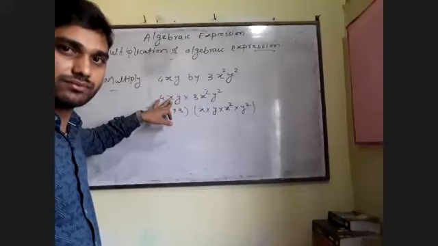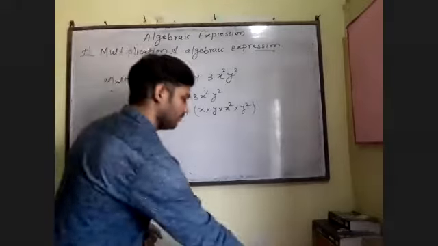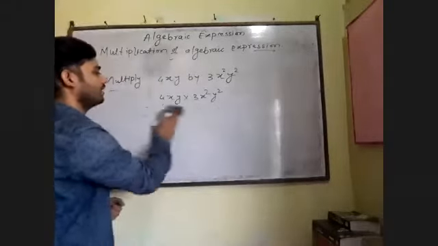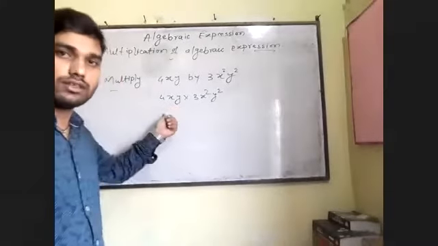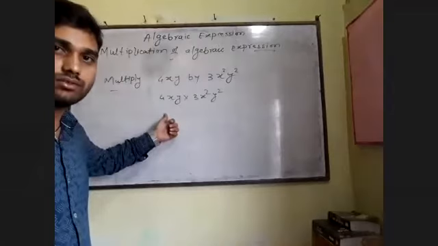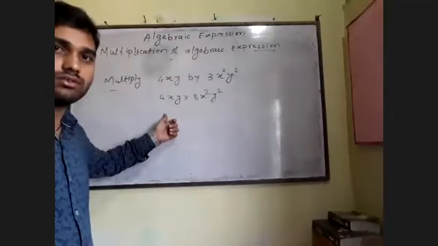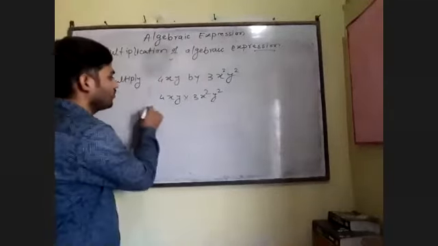I am not understanding. I said first we will multiply their coefficients. Is it visible or not? Yes sir, visible. So first we will multiply.